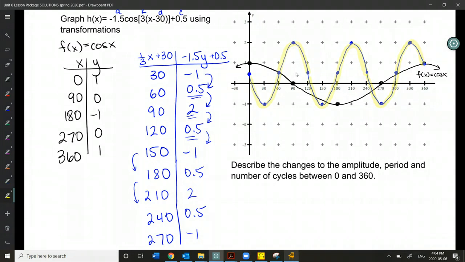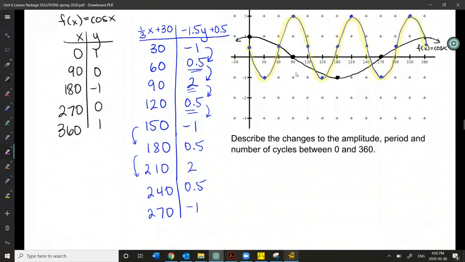Oh, I just noticed that I graphed this point incorrectly. This point should be down here at 0.5. Sorry about that. There we go. Yeah, so you should notice here that the graph actually starts where it finishes if I have full cycles in there. So this is one section, and then it starts again, and then it starts again, and finishes at this point, kind of like where it started.